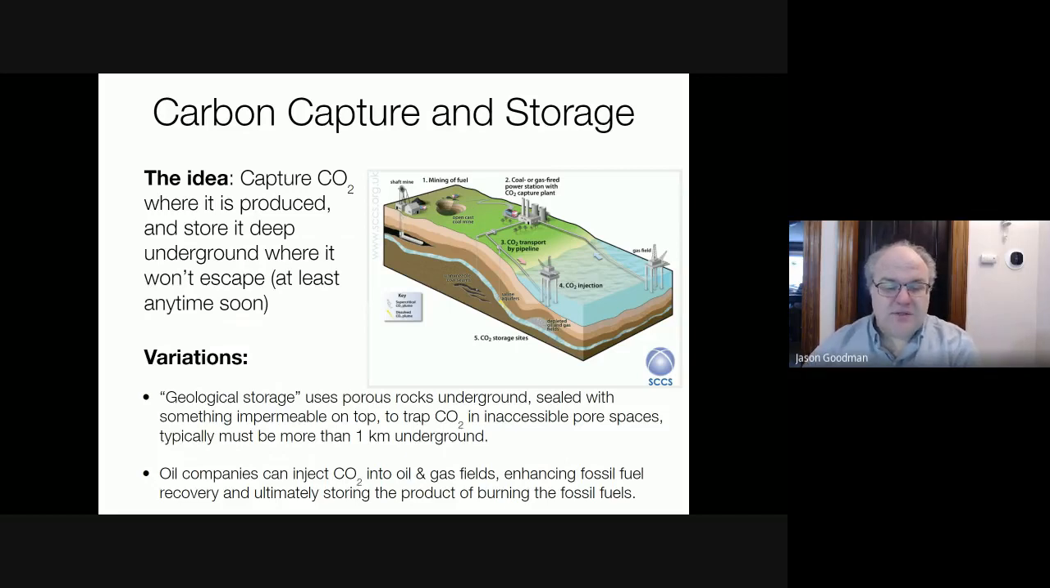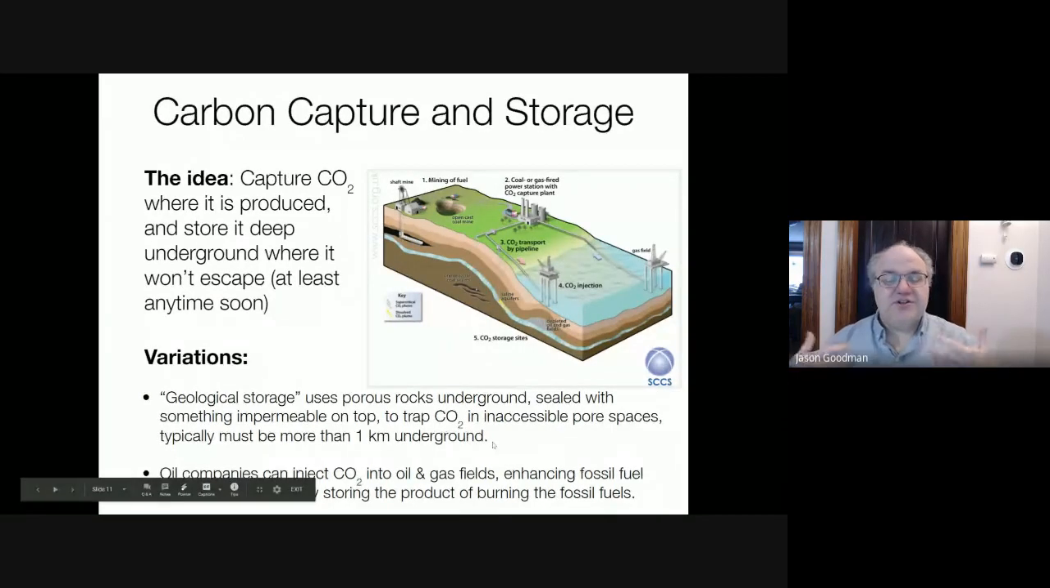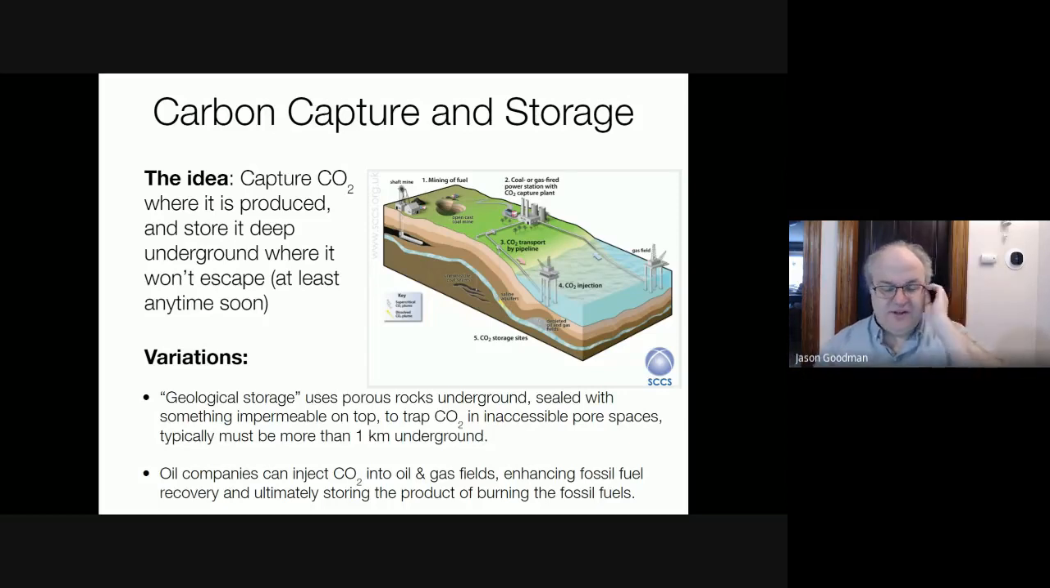So this technique would use geological storage to store things in porous rocks underground. And the idea, you bury it more than a kilometer down, and the things are sealed up and it can't escape out into the atmosphere, right?